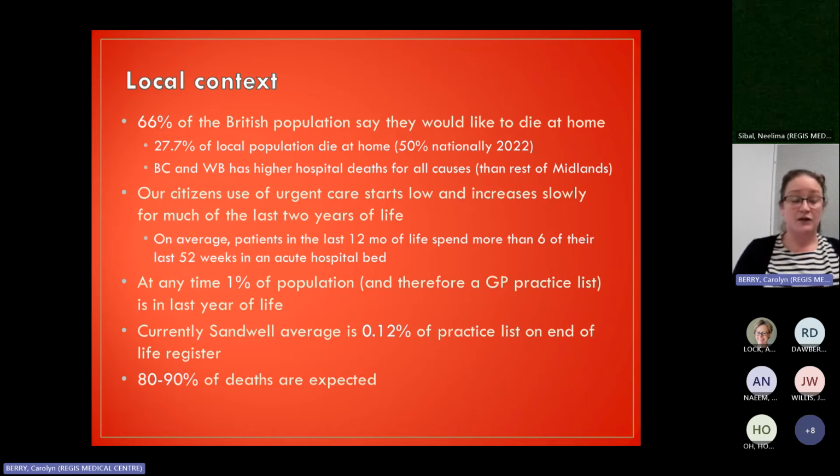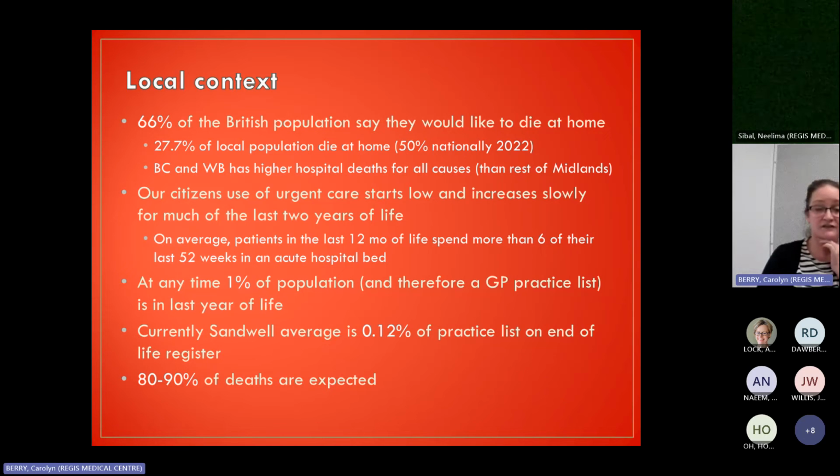So if we look locally, how are we doing in Sandwell in the Black Country? So 66% of the British population say they would like to die at home. Locally, 27.7% die at home. So 50% nationally die at home, but locally we're not quite as good as that, even less than 30%. So we have a bit of work to do there. Black Country in West Birmingham has higher hospital death rate for all causes, and that's even in comparison to the rest of the Midlands. So that is compared to quite local areas.